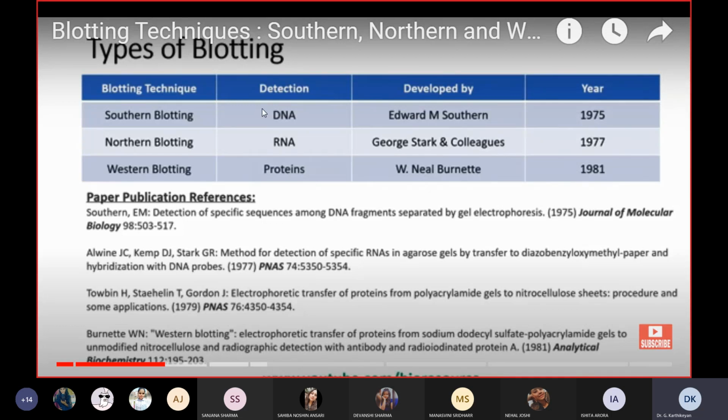We are not going to look at that in the immediate future, so I'm not saying anything about that, but there is another technique called southwestern blotting. It's a combination of Southern and Western blotting.